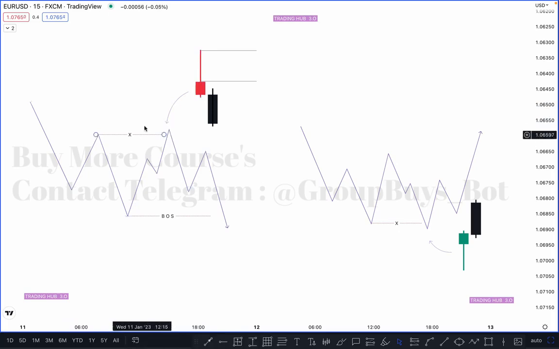So once the market has taken out this liquidity, why? Because the market collects all the money here. This is a strong indication that this candle took out all the money which is here, right.